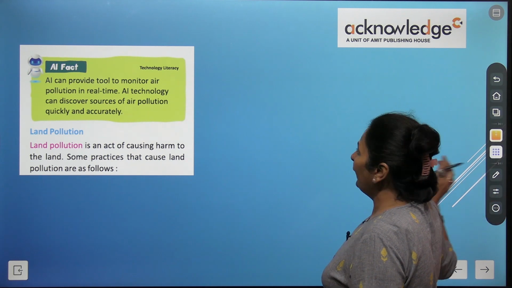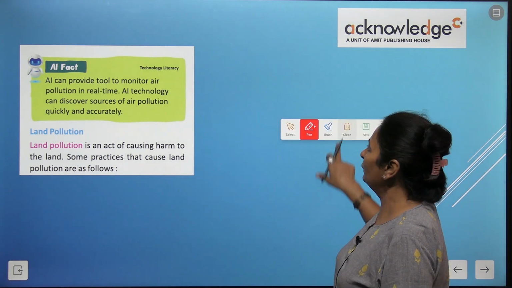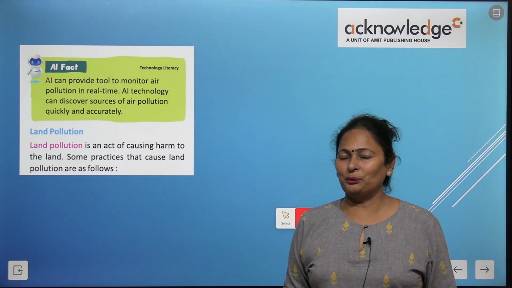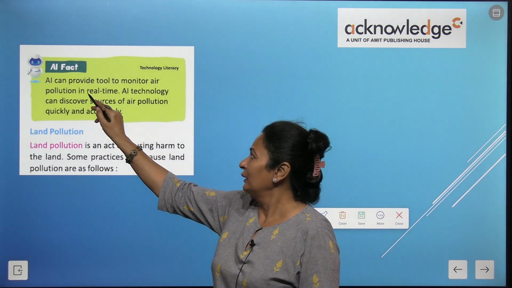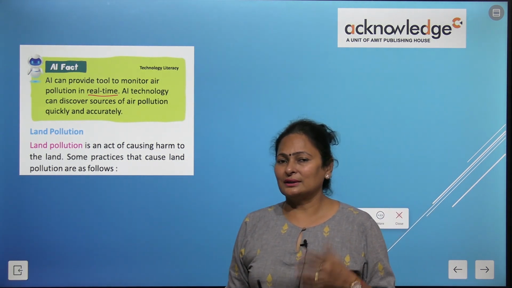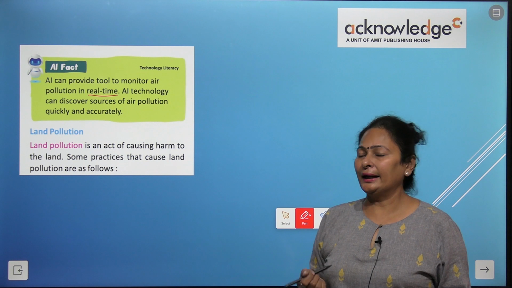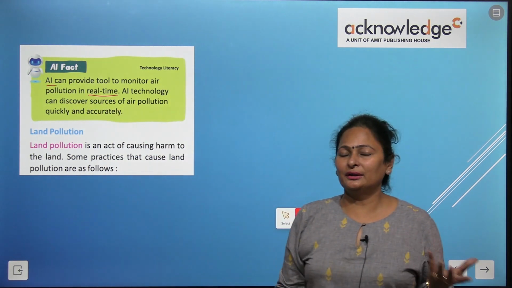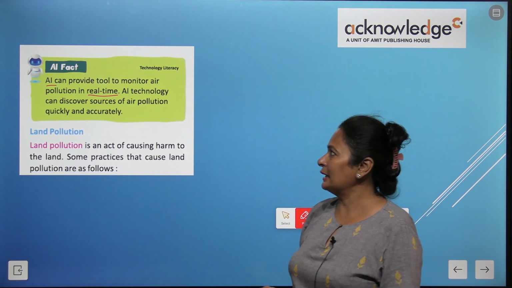AI can provide tools to monitor air pollution in real time. In the last chapters we also learned what real time is. Real time means at this moment. So AI has tools to monitor the air pollution in real time.